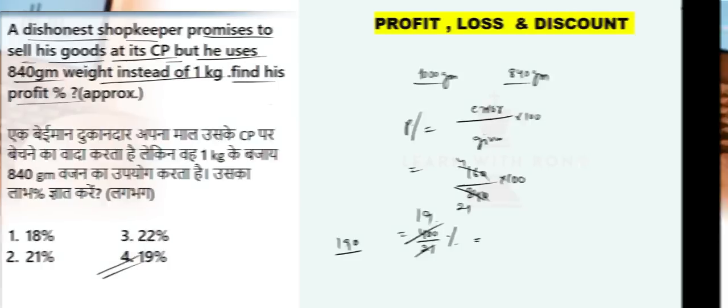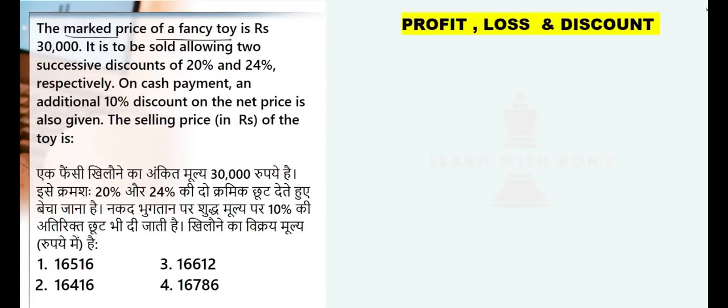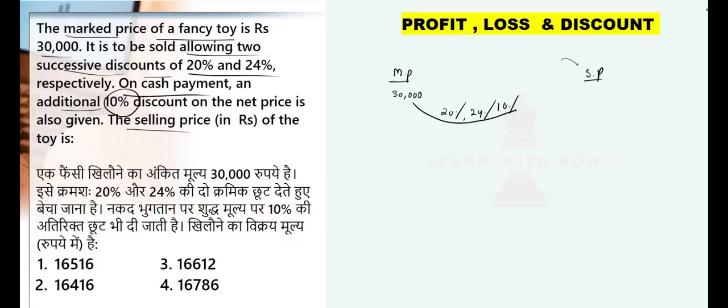Let's hear the next question. See this question here. The market price of a toy is 30,000. On this market price, allowing two successive discounts of 24 and 20%, and also on cash payment an additional 10% discount, means one more discount of 10%. They asked us to find the selling price. Means if we are giving these discounts on market price, they asked us to find the selling price.